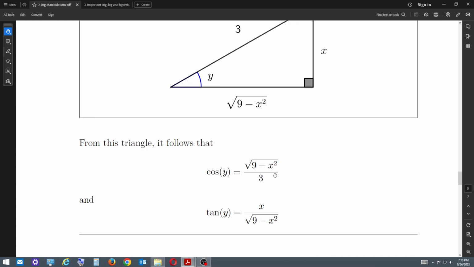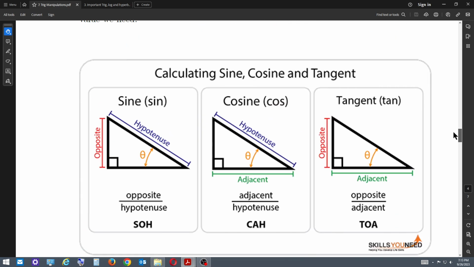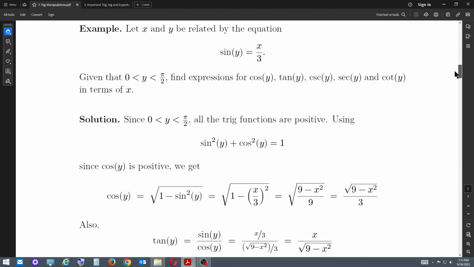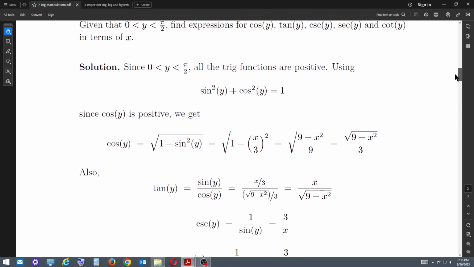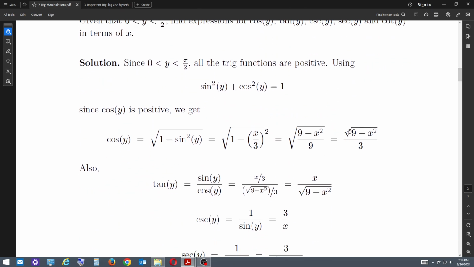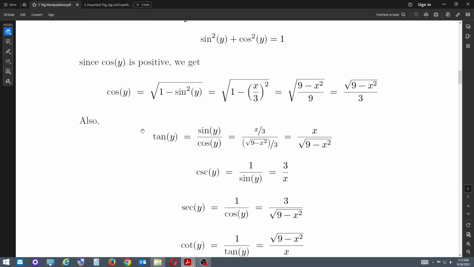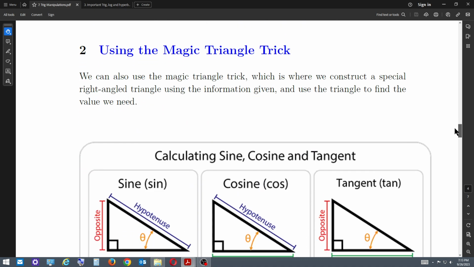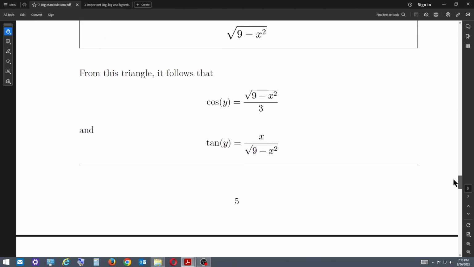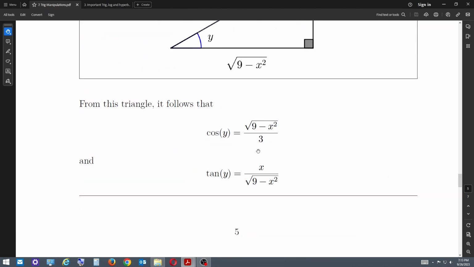And also you can double check that these were the same values we found up here when we did it using the identities. Right, cosine of y, square root of 9 minus y squared over 3, and tan of y, x over the square root of 9 minus x squared. Right, same expressions here.